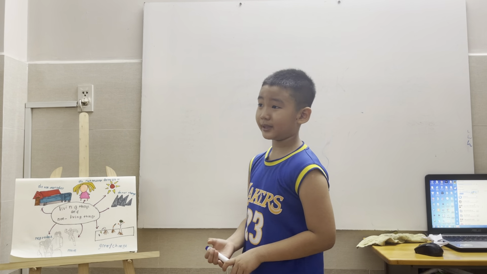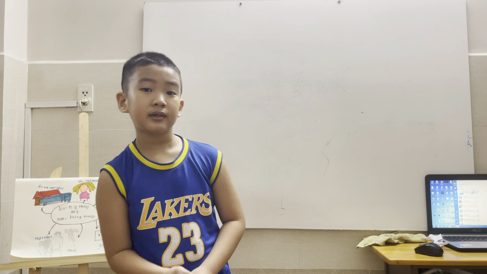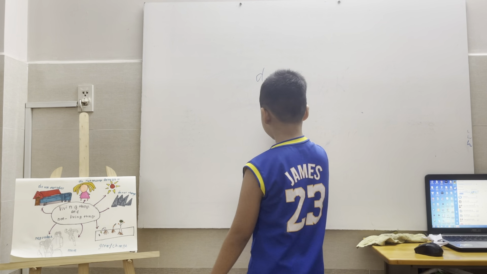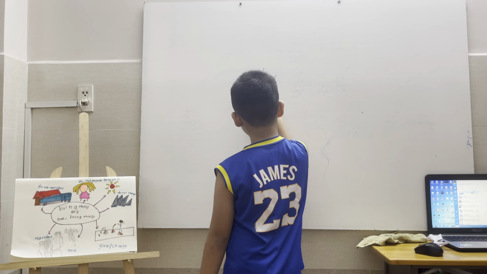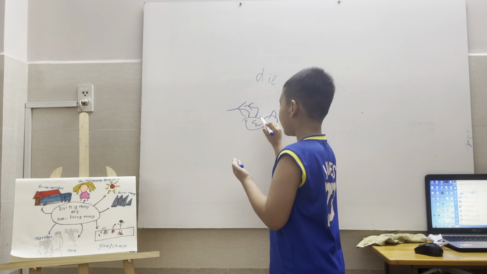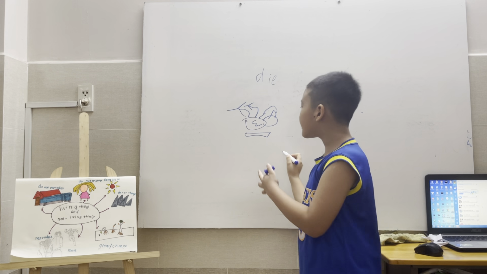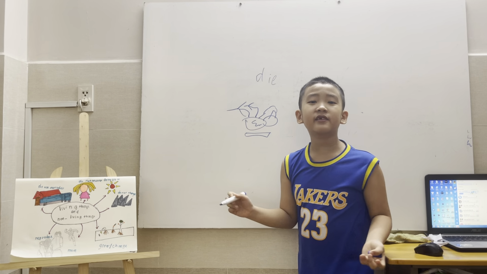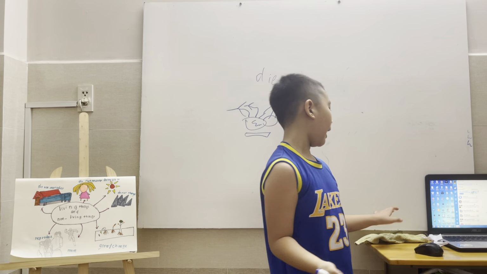So now let's begin with the last one. Do you know what the last one is? Die. Here, it looks like this bird is dead. Dead is another word for die, right? Can you see this dead bird? Die means to no longer be alive.